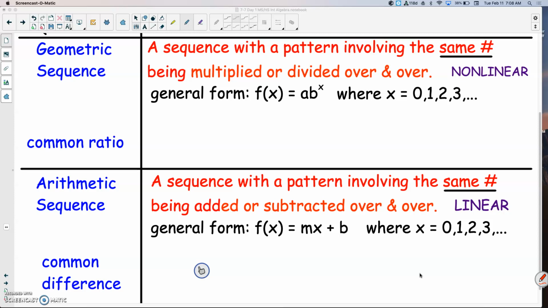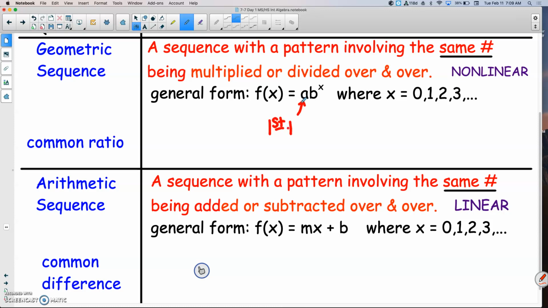over and over. A geometric sequence is nonlinear, and it has a general form f of x equals a times b to the power of x, where x equals 0, 1, 2, 3, and so on will give you the first four numbers in the sequence, and then more with the dot, dot, dot. Now, what's important in this general form is to recognize that a is the first term in the sequence, or it's the y value when x equals 0. So it's the first term when x equals 0.